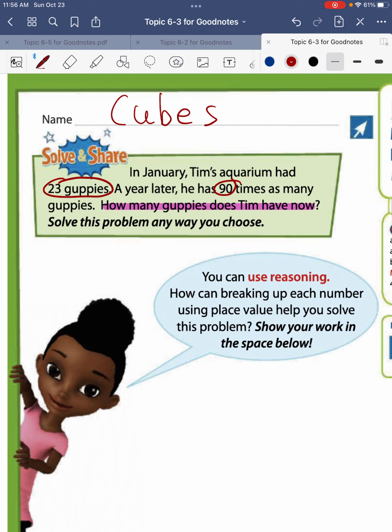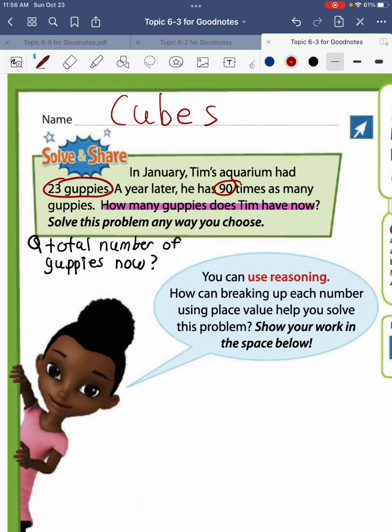And if I rewrite my question, it's just asking total number of guppies now. Okay, that's what the question wants to know. Total number of guppies now. Next, I'm going to box in my keywords.